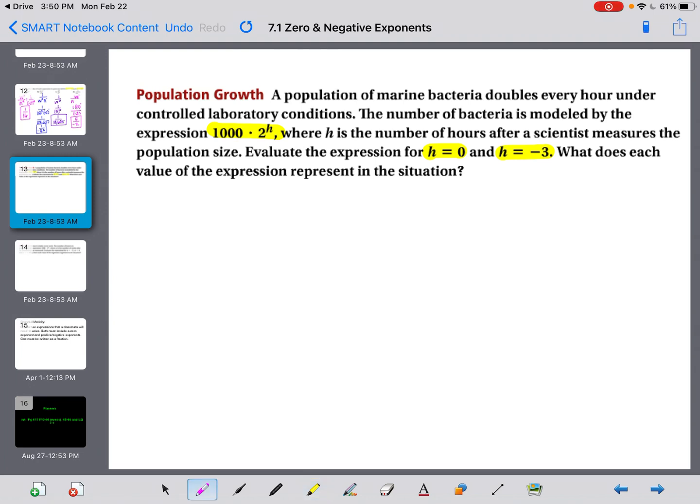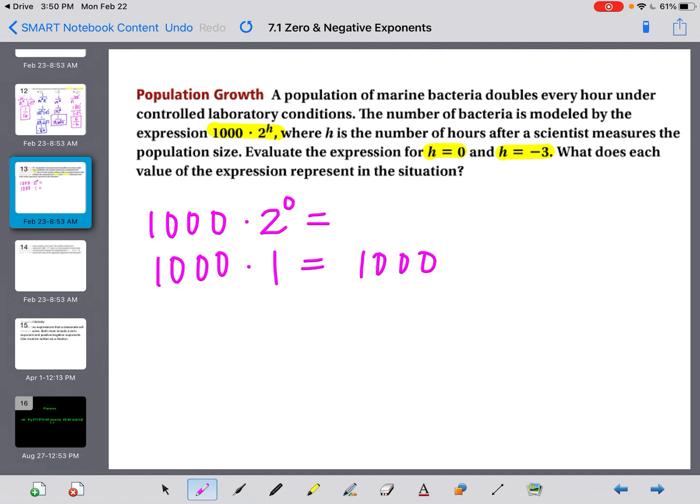So this is telling us that we need to solve this 2 times. We're going to solve it with 0 as my h, which means the first right away, and -3 as my h, which happens to be 3 hours before. Okay, so we're going to plug those in. 1,000 times 2 to the 0 power gives me 1,000 times 1, since anything to the 0 power is 1, tells me 1,000.